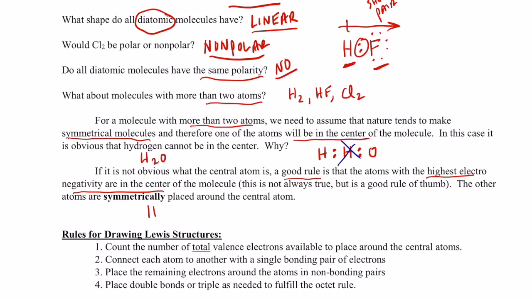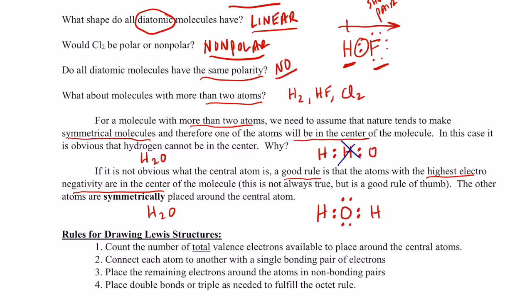So, if I were to draw the Lewis structure for H2O, that molecule has 3 atoms in it, 2 hydrogens and an oxygen. Maybe I could put oxygen in the center, a hydrogen on one side, and a hydrogen on the other. Then this oxygen could share a pair with that hydrogen. This oxygen could share a pair with that hydrogen, and the other pairs could be placed around oxygen to complete its octet. Let's see if that works.